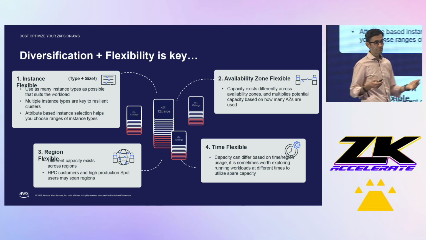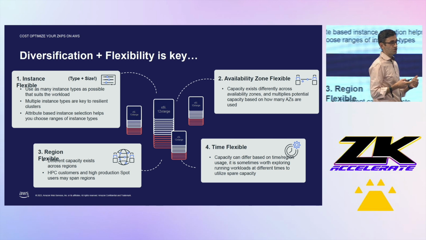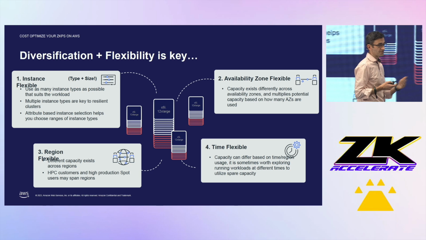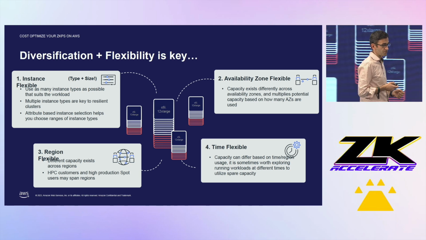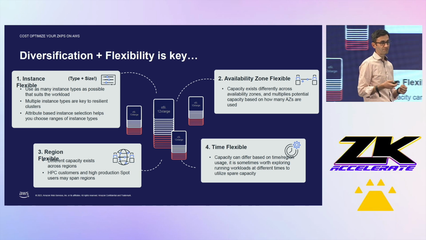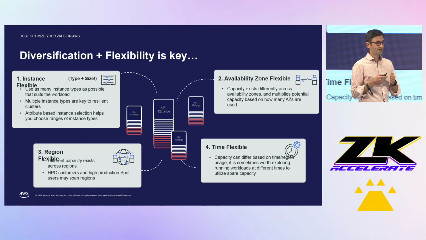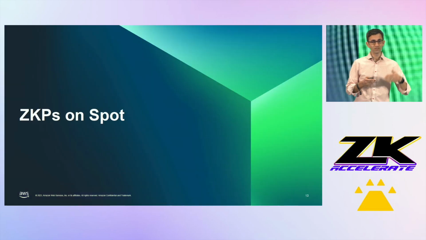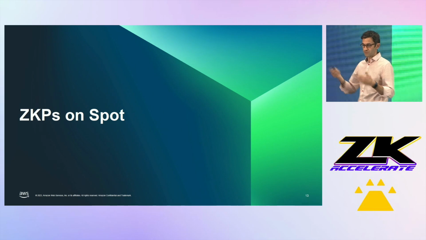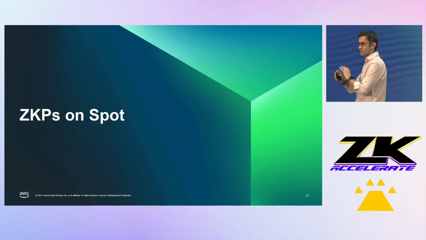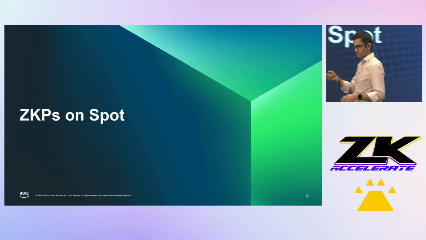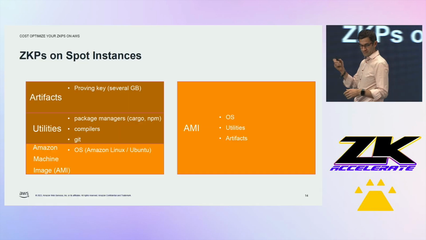If you don't have any restrictions or requirements on geography and where that runs, that's going to increase your opportunity as well. So regions and availability zones, and then being flexible on time. If you don't need this instance right away and you can wait a minute or an hour or something like that, that helps. Okay, so now we know about Spot, how all that works. Let's see how you build ZKPs on Spot.